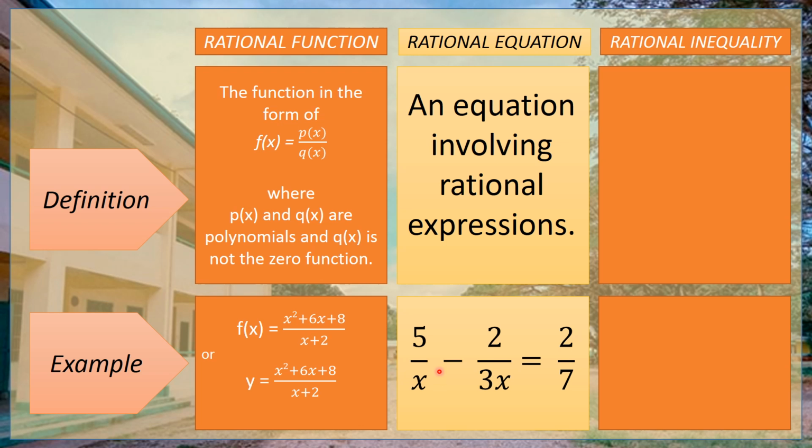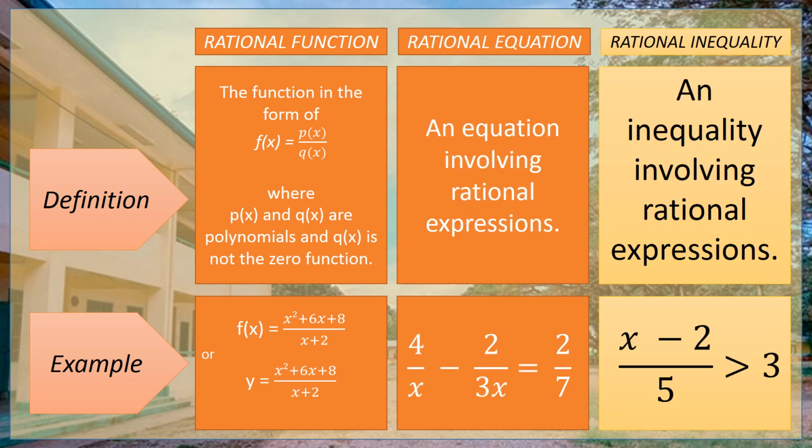So, the example, 5 over x minus 3 over 3x is equal to 2 over 7. So, this is a rational equation. Kapag nakakita tayo ng equal sign and ini-equal siya doon sa ating number or yung same variable na ginamit natin, so that is rational equation. And then next, let's have rational inequality.